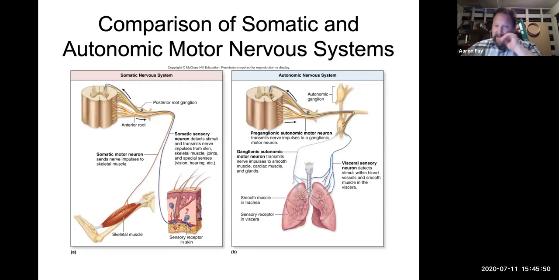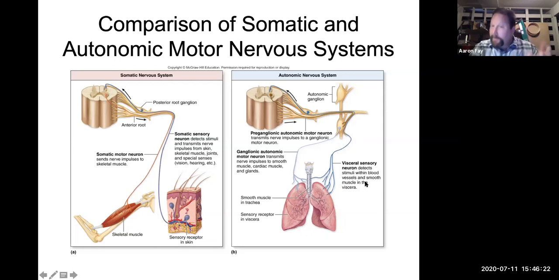Okay, now that brings us back to this table. So remember, we had a receptor and the dendrite of a somatic sensory neuron going to the spinal cord, one pathway in. Then we have one pathway out, somatic motor: the cell body of the somatic motor neuron is housed in the anterior gray horn. Its axon goes directly to the skeletal muscle.